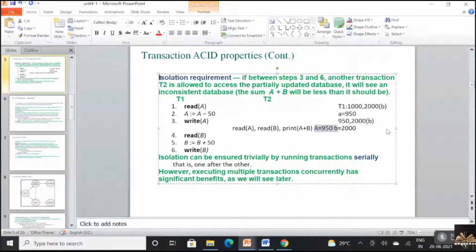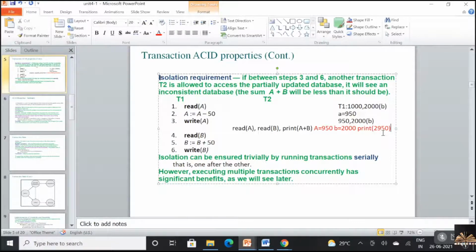I'll just change the color to red so that there's no confusion over here. Now, here what I'm trying to do is print A plus B. What is A plus B? Print A plus B is 2950. Now, after printing this value, this is the end of transaction T2 because there are only 3 steps in transaction T2. All the steps have been covered.